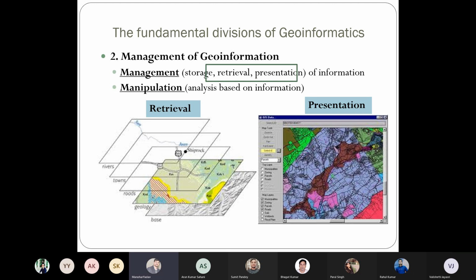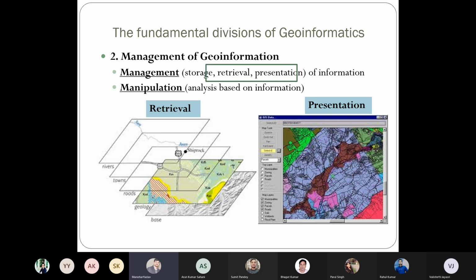So let us start discussing the basics which we have been talking about. In the previous lecture, we discussed some generic terminology that we use in remote sensing. Then we started discussing the background of geoinformatics, what the fundamental divisions of geoinformatics are, and what components you need to learn. So we have two fundamental divisions of geoinformatics.